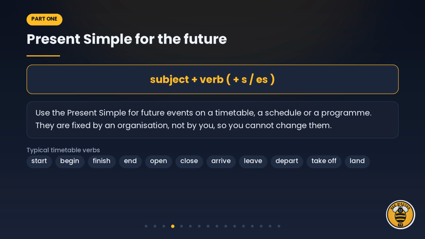We use it for future events that sit on a timetable, a schedule or a program. These are things fixed by an organization, a railway company, an airline, a school, a cinema. Not by you personally. You cannot change them, so they feel like facts. And notice the verbs that come up again and again. Start, begin, finish, open, close, arrive, leave, depart, take off and land.